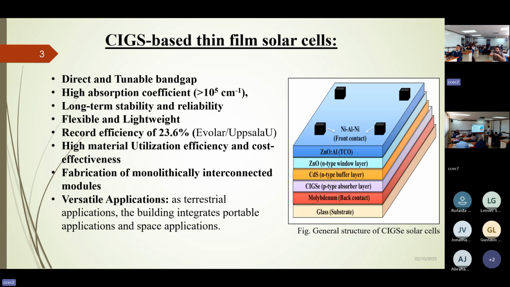And zinc oxide, aluminum-doped zinc oxide, is the transparent conducting oxide, and finally the front contacts. This is the basic concept, the basic structure of the solar cells.